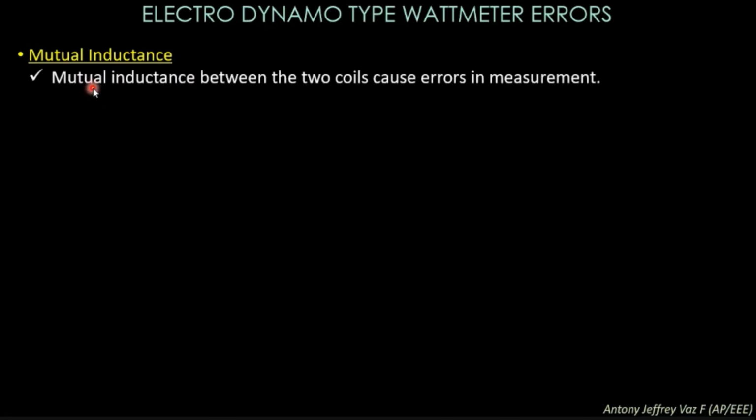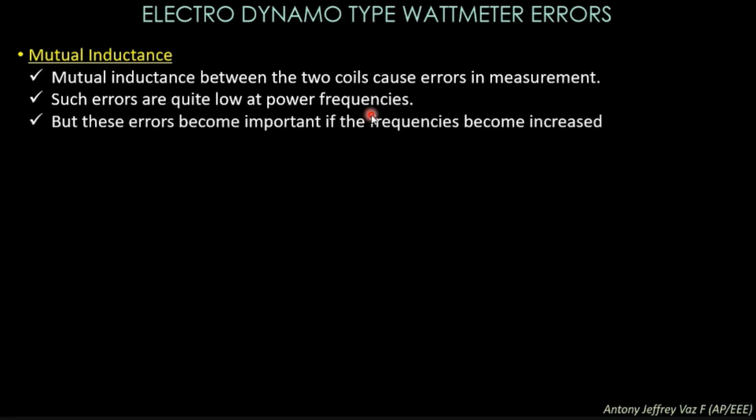The next type of error is mutual inductance between the two coils, which causes error in measurement. Since there are two coils, there will be a mutual inductance. So this mutual inductance between the two coils causes an error. Such errors are quite low at power frequencies. Since the power frequency is 50 Hz, this error is negligible. When the frequency increases, this error becomes predominant.